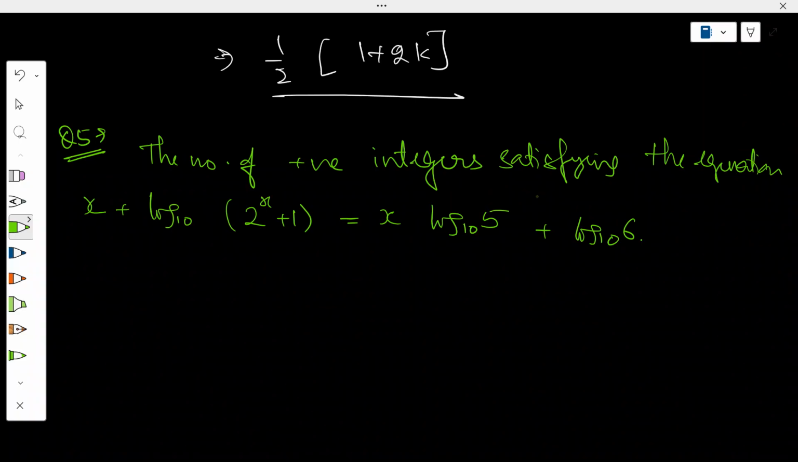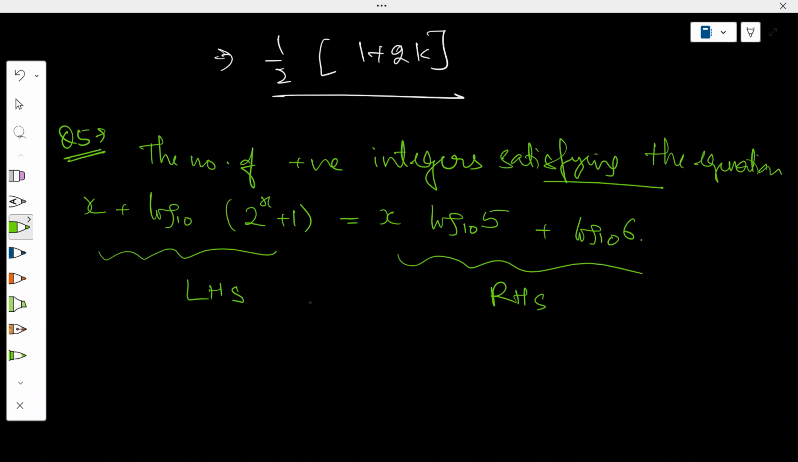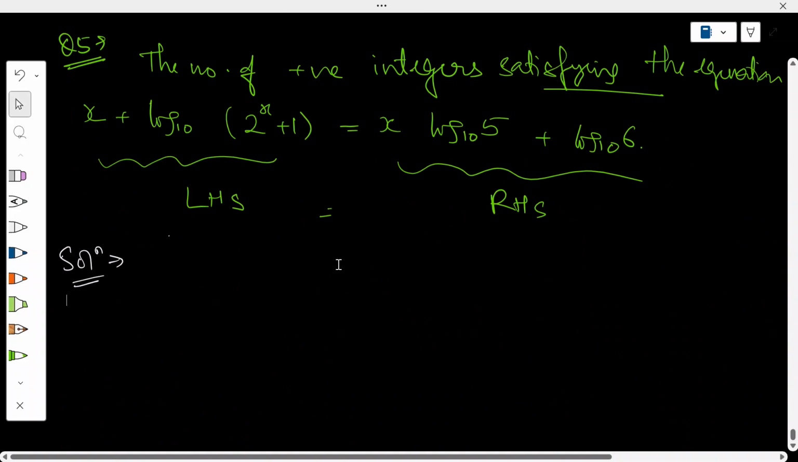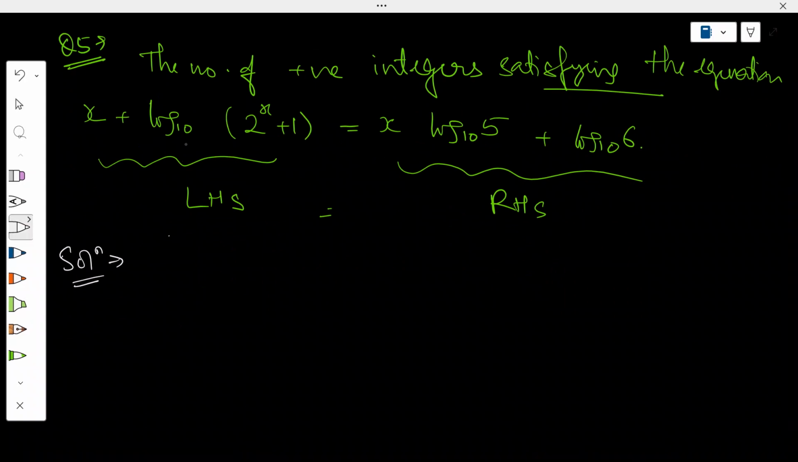Okay. Satisfying this equation simply means that when you put that number here on the left hand side and when you put that number here on the right hand side and these two sides become equal to each other, LHS equals to RHS, then that is our solution. So we have to find the number of integers. So what we can do is you can try to look at these, all the numbers have the base of 10, these numbers log 10, log 10, log 10. We can try and combine these first.